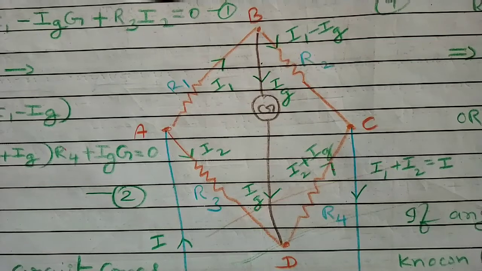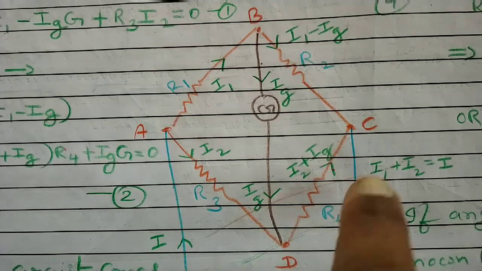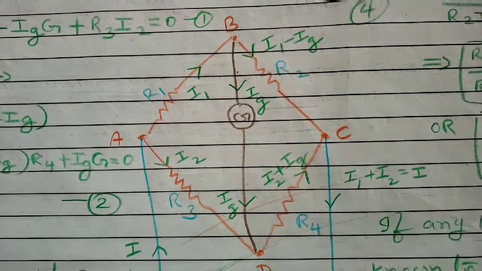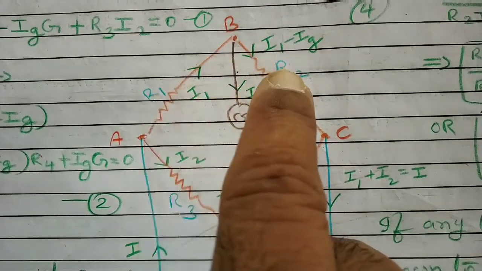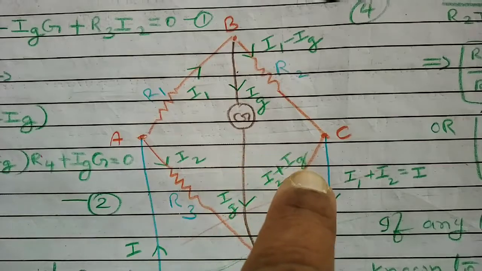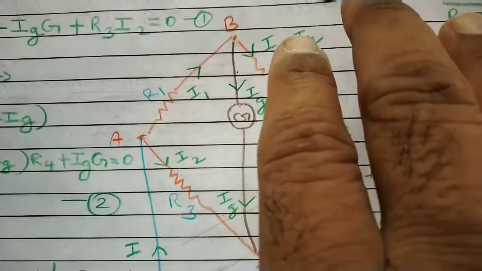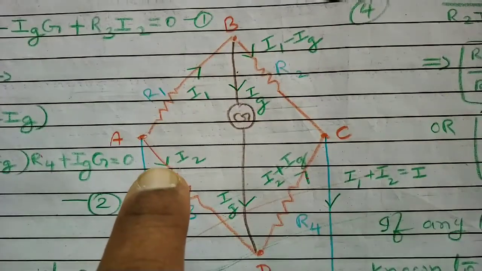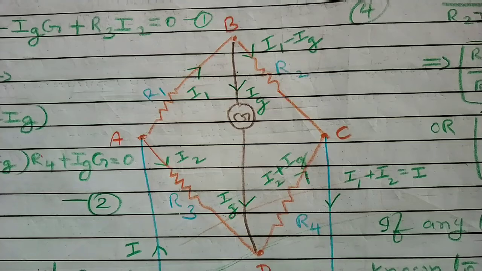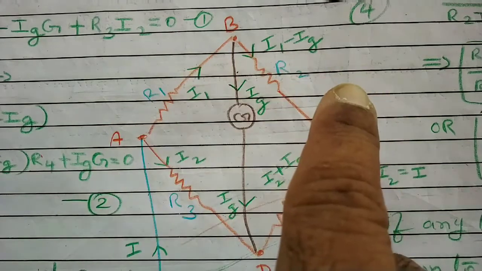Dear students, today we are studying Wheatstone's Bridge. Wheatstone's Bridge consists of four resistors R1, R2, R3, R4. All these four resistors are connected between the points A, B, C, D as four arms of the bridge.